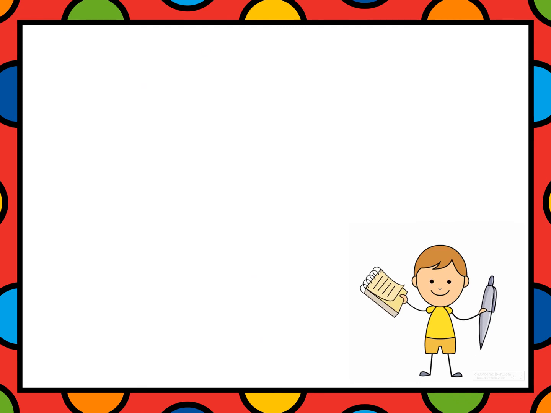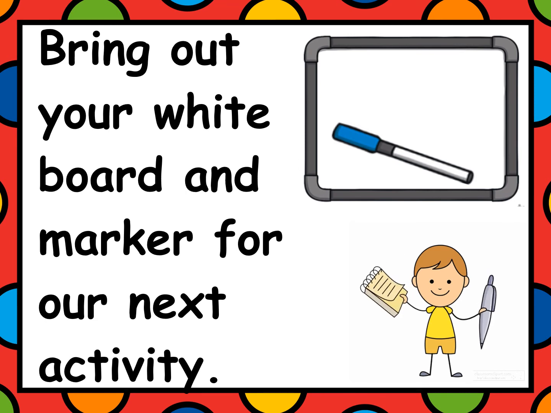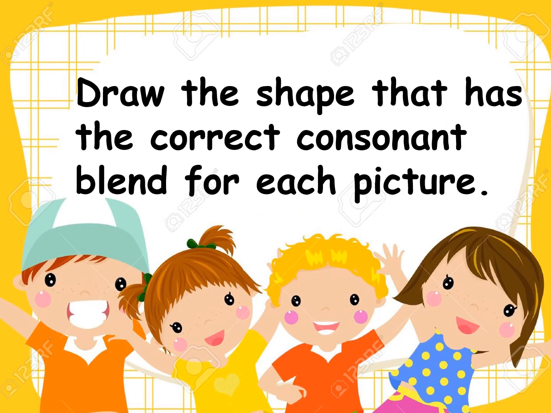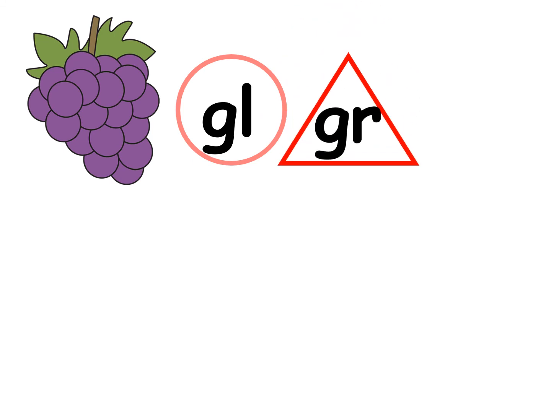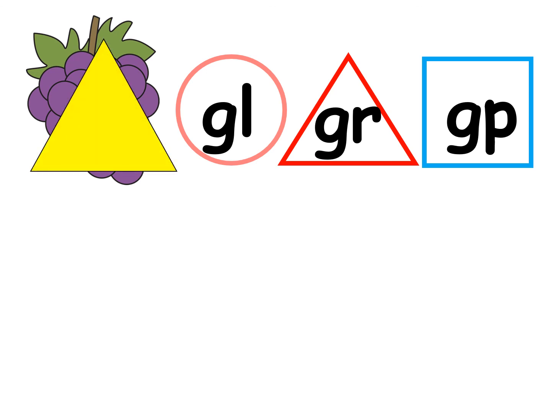Now let's have our next activity. Can you get your whiteboard and a marker? If you don't have one, just use a clean paper and a pencil. Draw the shape that has the correct consonant blend for each picture. Let's have this one. Is it a circle, GL, a triangle, GR, or a square, GP? Very good. The correct answer is a triangle. It is a grape.